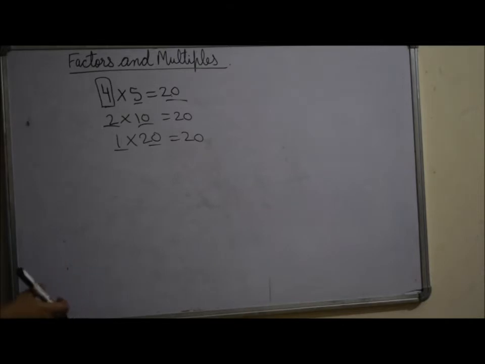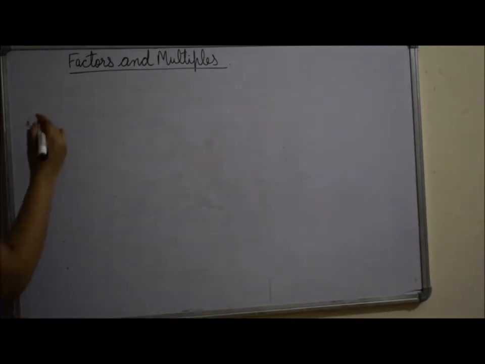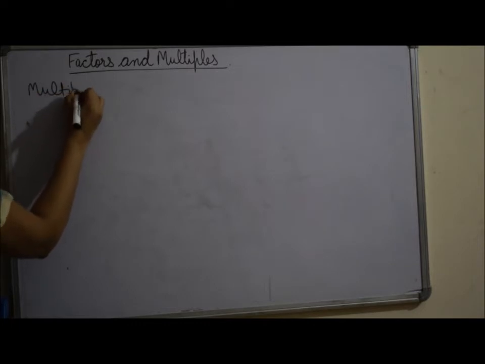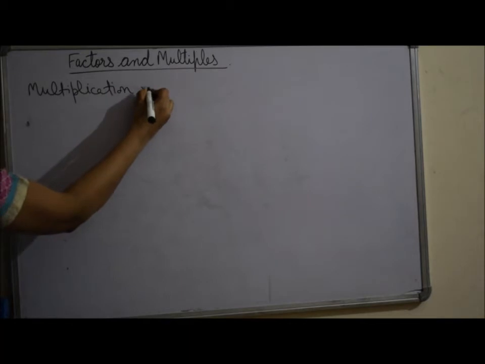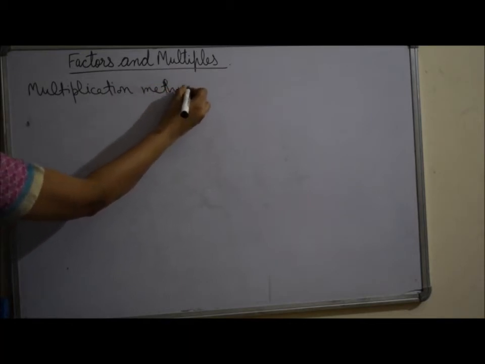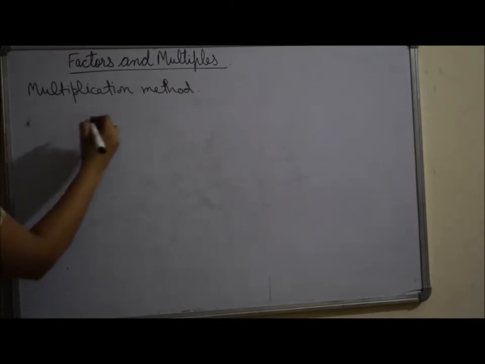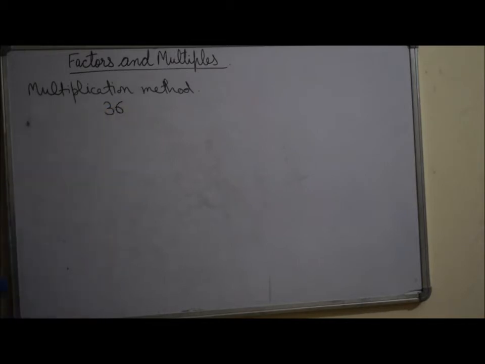But how do we find out all the factors of a number? For that, there are two methods that I'll teach you today. One is the multiplication method and another is the division method. So let's start with the multiplication method first. Find all the factors. I emphasize all the factors. So if the question is find all the factors of the number, say 36, how will you do it?